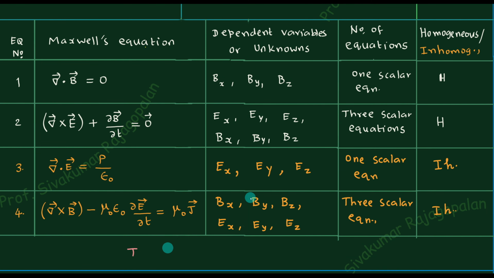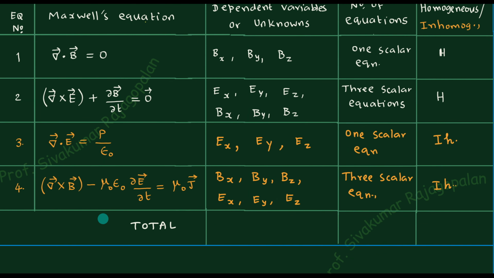So let us write down the total now so that we can do some bookkeeping or accounting. The total number of unknown quantities to be determined is 6. But at the same time, how many equations are there? 8 equations we have. Count it. Okay, 8 equations. That's all about it.